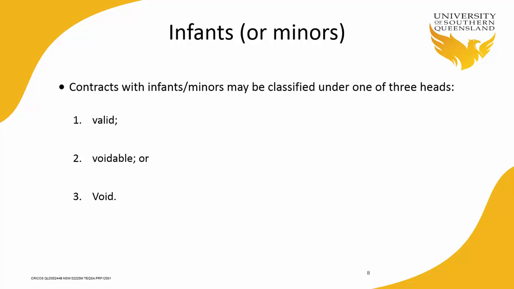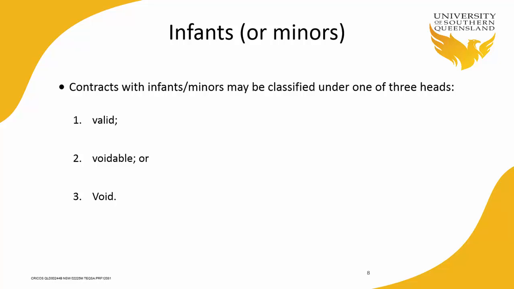Again, the reason for this classification is twofold. First, the inexperience of infants and their lack of judgment in business matters indicate that they should be protected from making foolish bargains. And the second reason is that the possible hardship that would result for adults who deal with infants if all contracts with infants were to be set aside must be, where practical, alleviated.